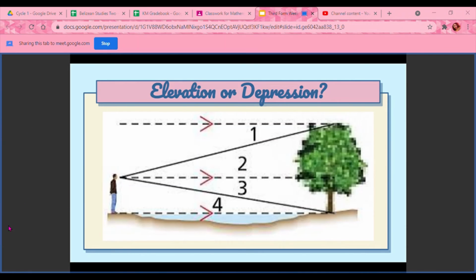So we're going to use the same picture. We already talked about the angles, but I want you guys to send me which angles are depression. Type it there and wait. Which angles are depression? Ready? 1, 2, 3. Send your answers.